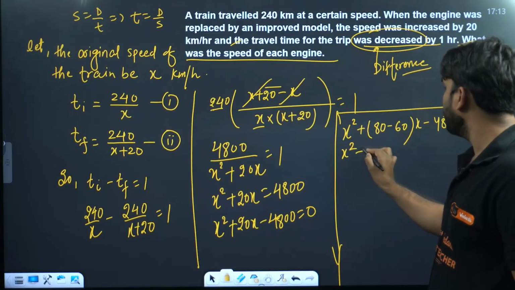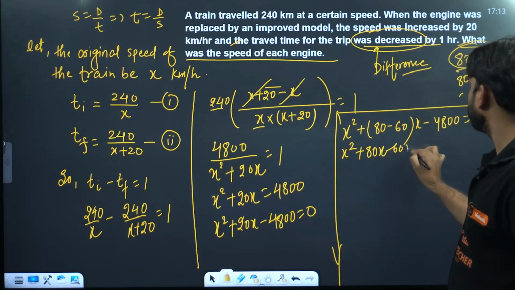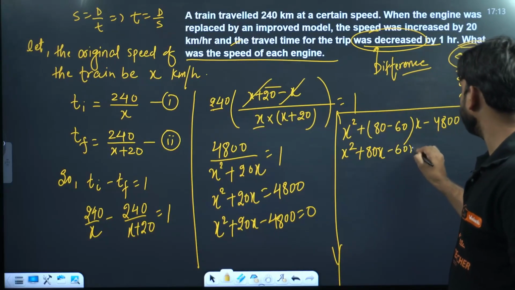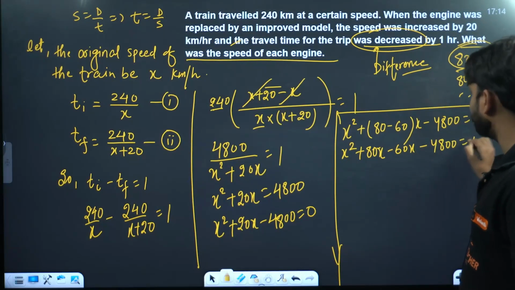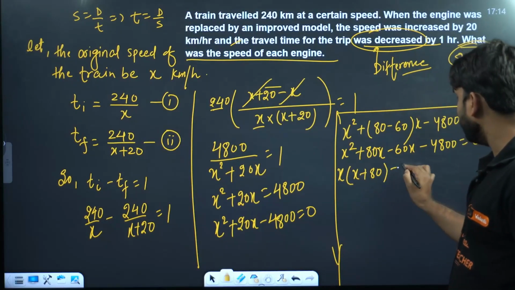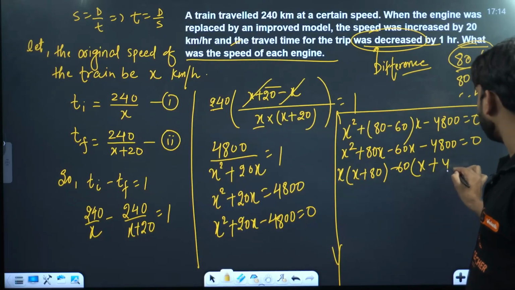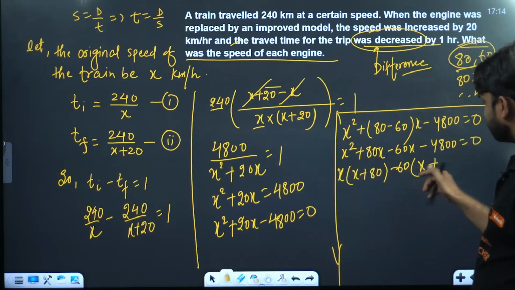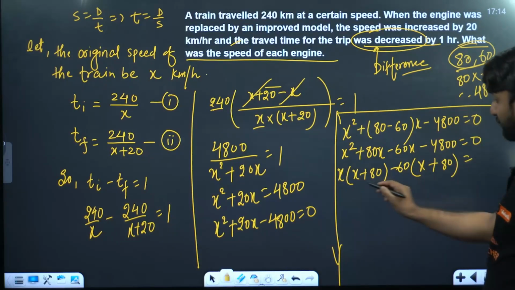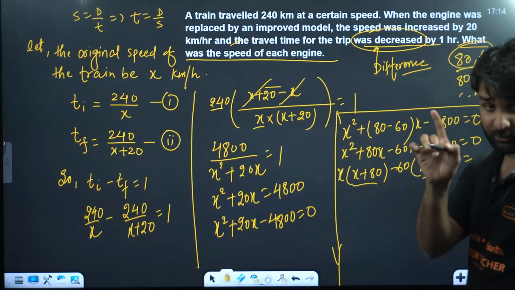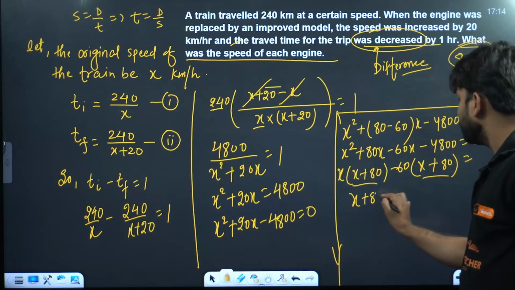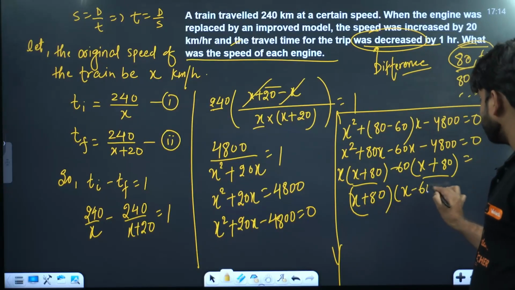Now open the bracket. x square plus 80x minus 60x minus 4800 equals 0. Can we take x common here? So x into x plus 80, and can we take 60 common here? After taking 60 as common, this will be x plus 80, and both the brackets should be similar. I have already told you, this is a rule of quadratic equations. Both the brackets must be similar. So we have one bracket x plus 80 and the other bracket x minus 60 equals 0.